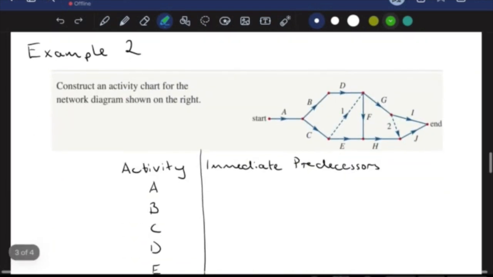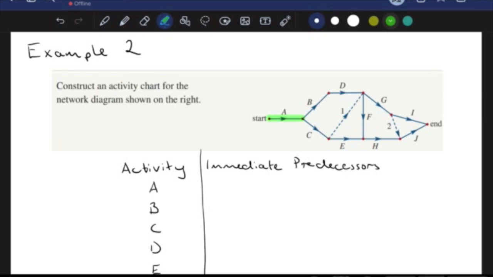Now in the next example, we're going to be given a network diagram and we are required to make this into an activity chart. So we're going to go through looking at each of these. Don't let these numbers 1 and 2 confuse you. This just means that this is the first dummy activity and the other one is the second dummy activity. We're going to look through this network diagram and see how we're going to write this as an activity chart.